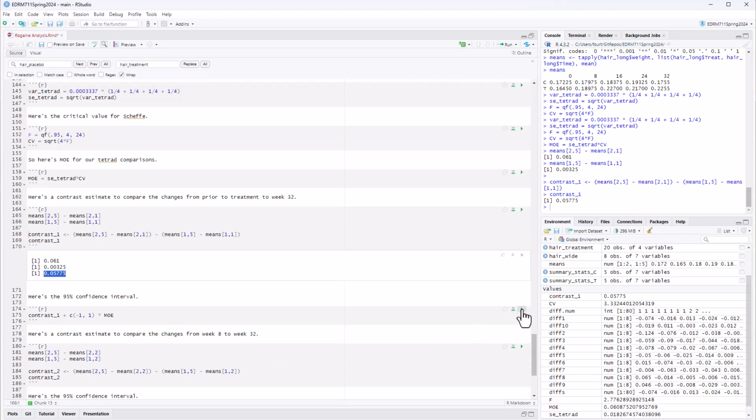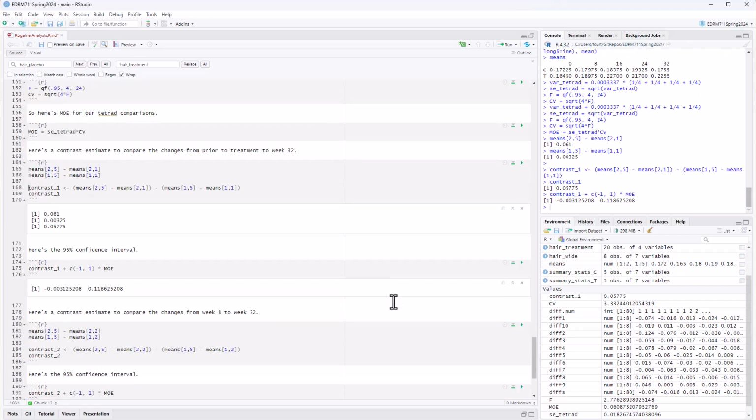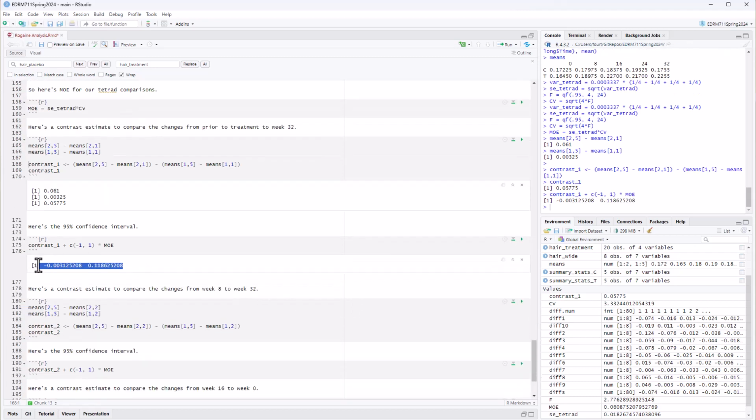And if we create a confidence interval by adding and subtracting the margin of error, we notice here that the interval is quite wide. It's all the way from almost 0, negative 0.003, a little under 0, all the way up to 0.12, which is, by hair weight standards, quite a substantial gain in hair weight. So I don't have much to be able to say in terms of the confidence interval.